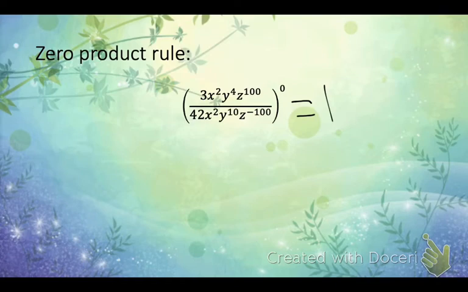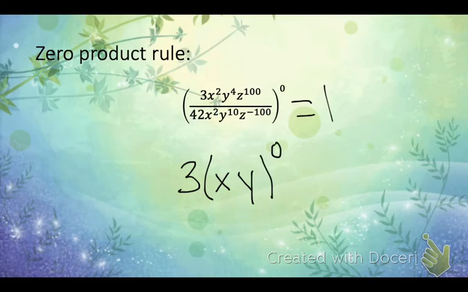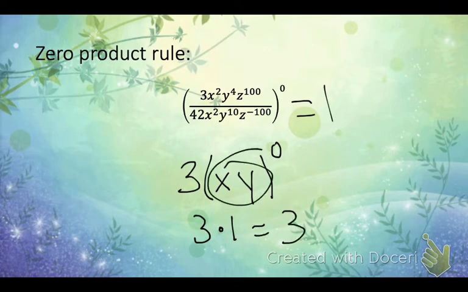I want to make a note, though. If we had 3xy to the 0, okay, the 3 is on the outside of the parentheses, so this would not become 1. This would be 3 times 1, which would be 3, okay, because this would become 1, and this would stay as a 3.